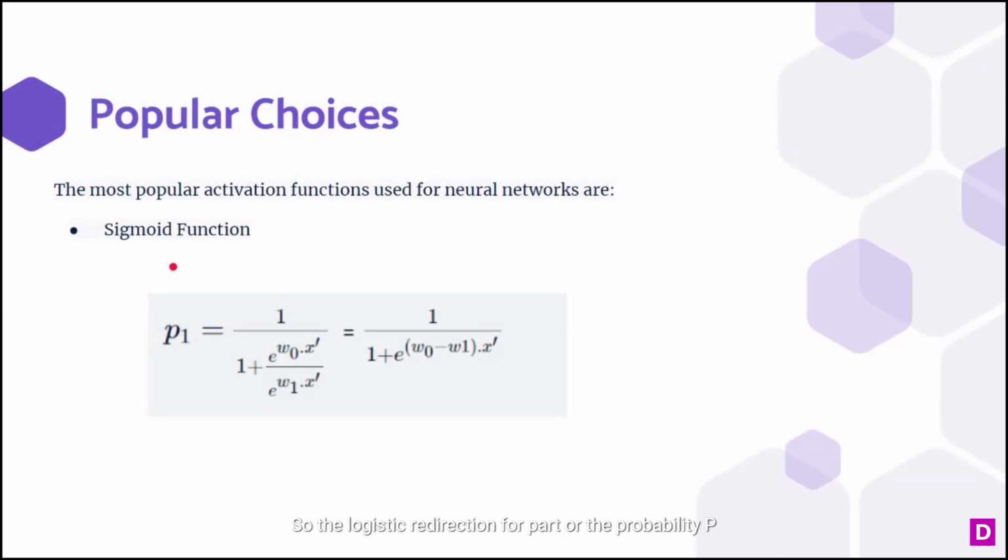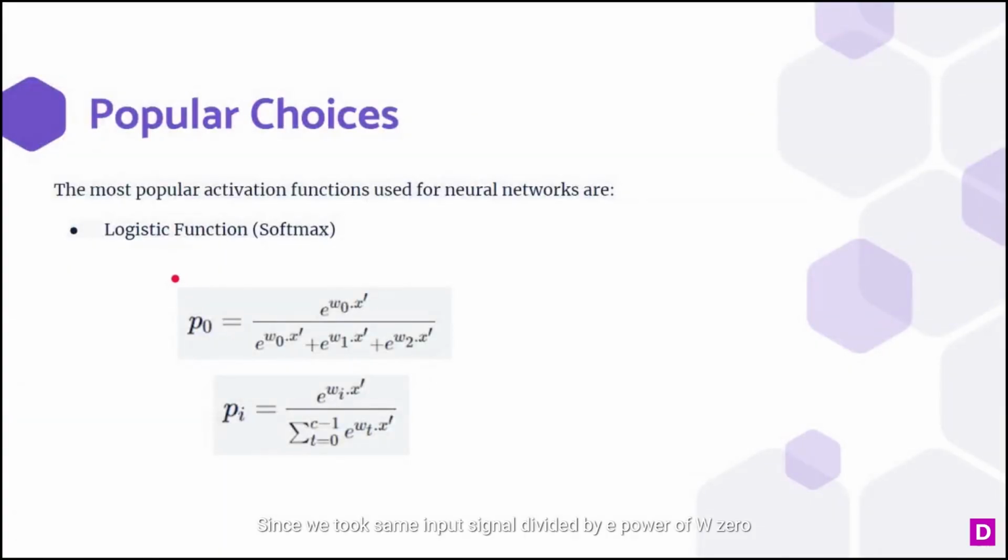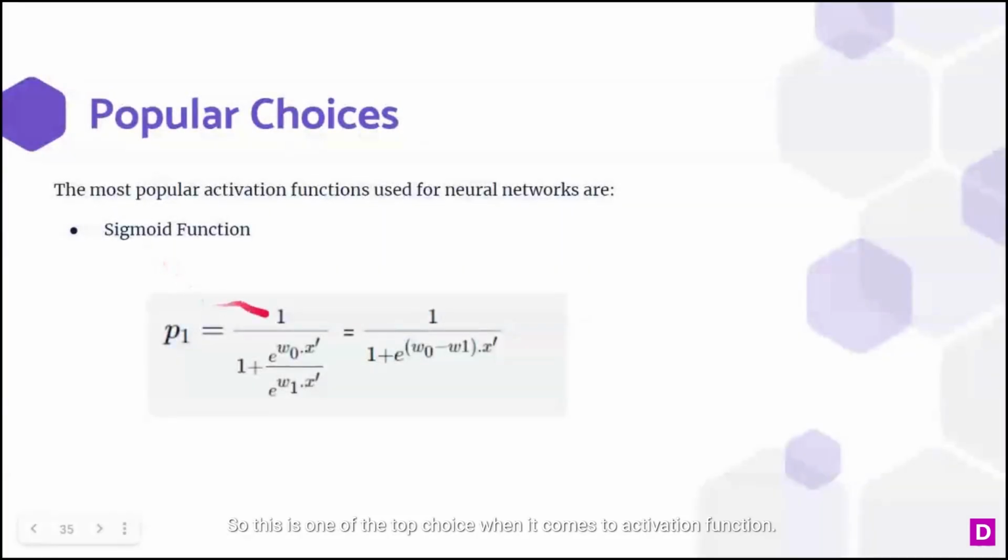The logistic regression for P0, or the probability P0, would be represented as e power W0 into X dash, since we took the same input signal, divided by e power of W0 into X dash plus e power of W1 into X dash plus e power of W2 into X dash. So this is how a generalized equation would look for a number of inputs and outputs and the weight associated with it. This is one of the top choices when it comes to activation functions.